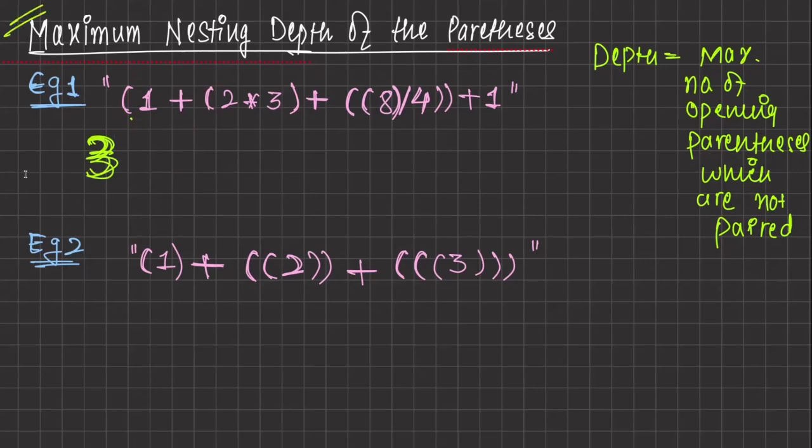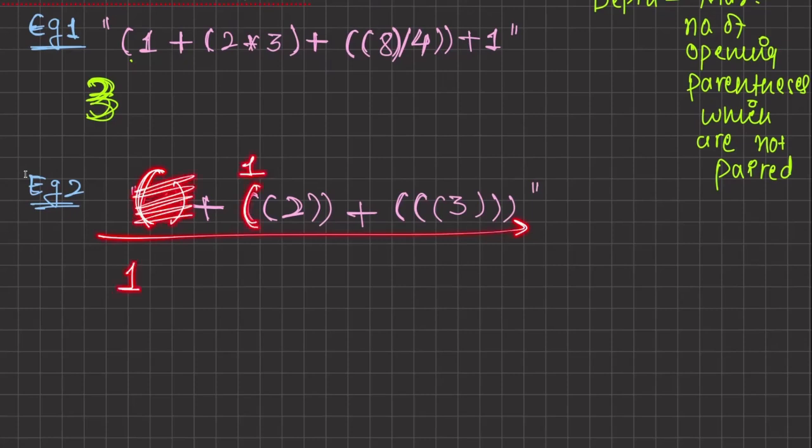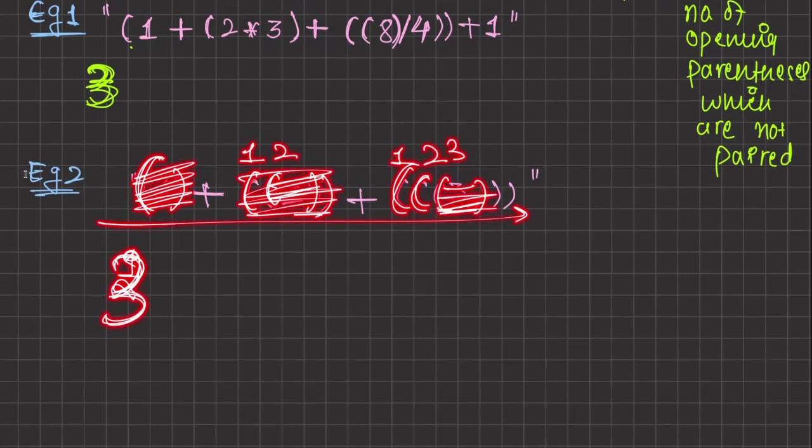Similarly, let's take another test case. Let's start from the first. 1. This is paired, finish. Again, 1, 2. Maximum is 2. This is paired, finish. 1, 2, 3. So maximum is 3. This is paired, finish, this is paired, finish, this is paired, finish. So answer is 3, right?